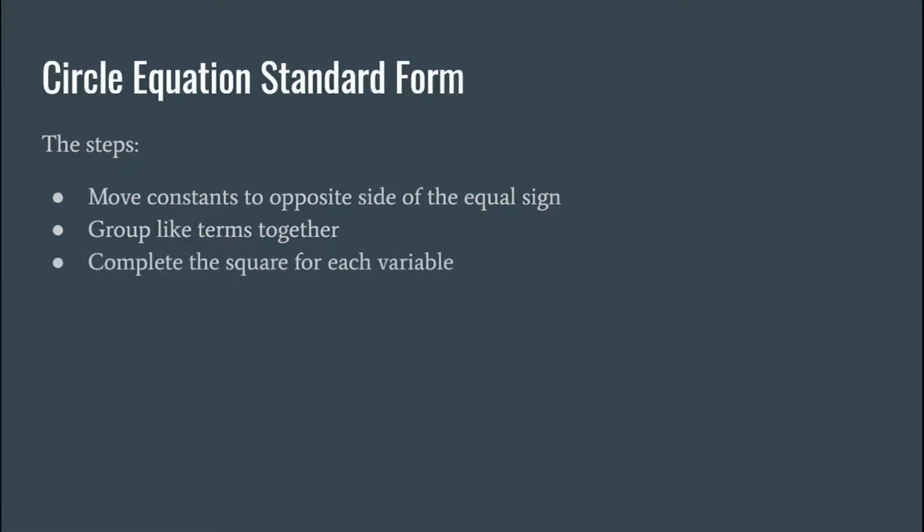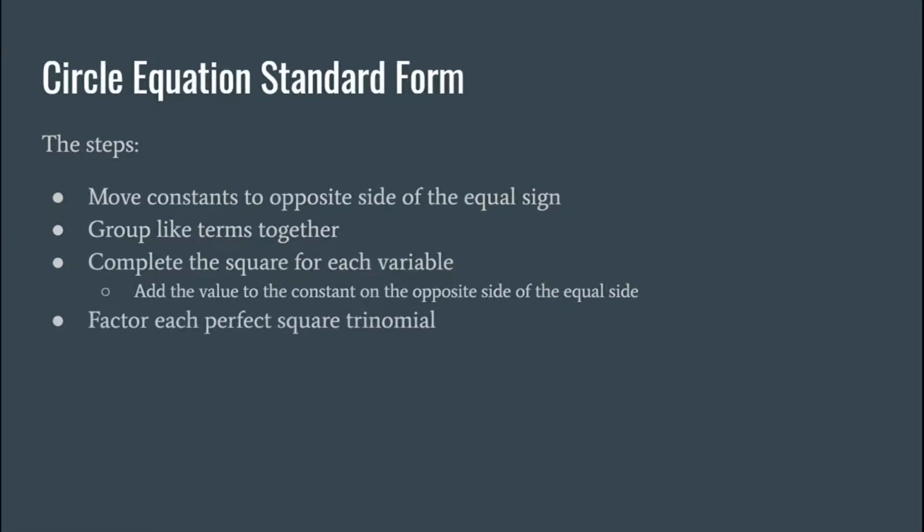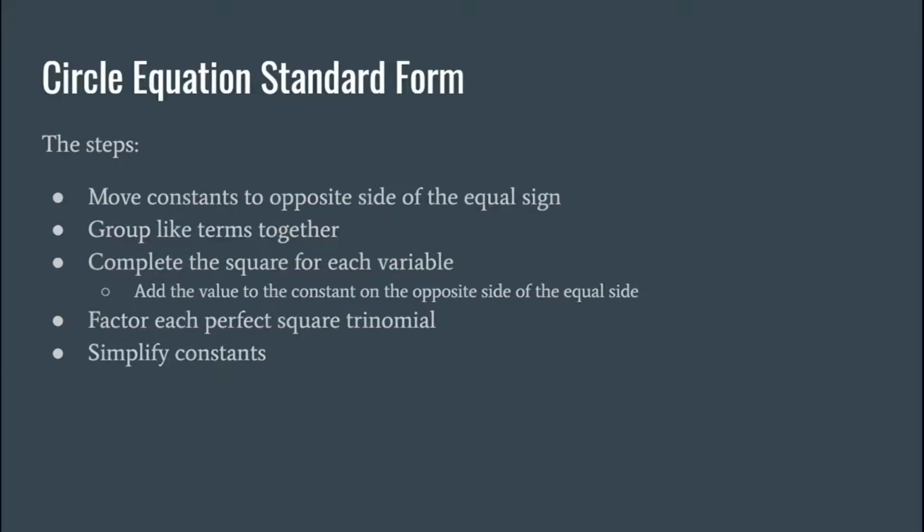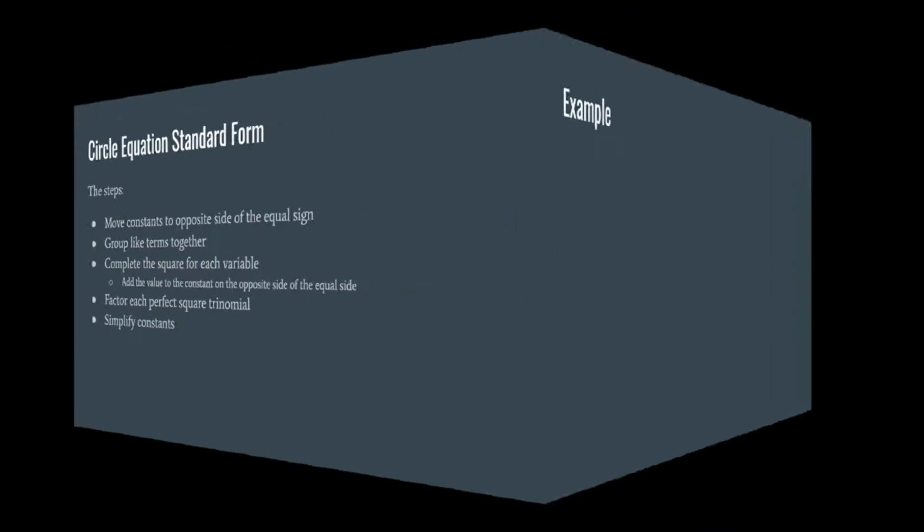Then for each of those groups, you want to complete the square. And remember, when you complete the square, you're going to have to add that value to the opposite side of the equal sign as well. Then you want to factor each perfect square trinomial. You want to turn them into a perfect square binomial, which the standard form of a circle has. Then you want to simplify the constant, and you can do that in the same step.